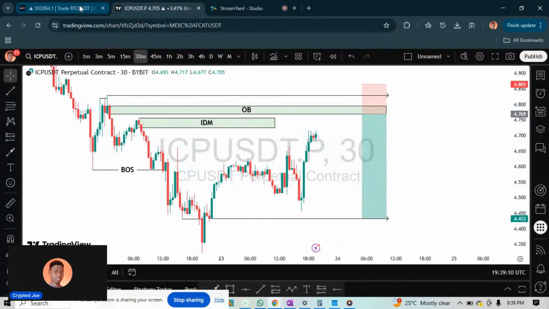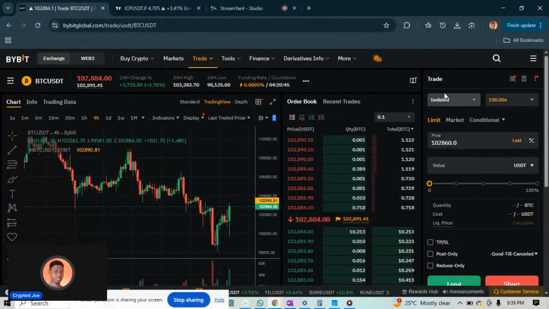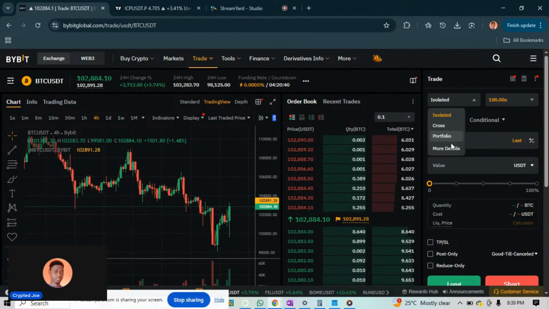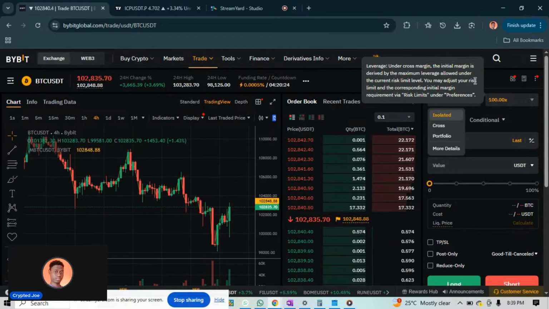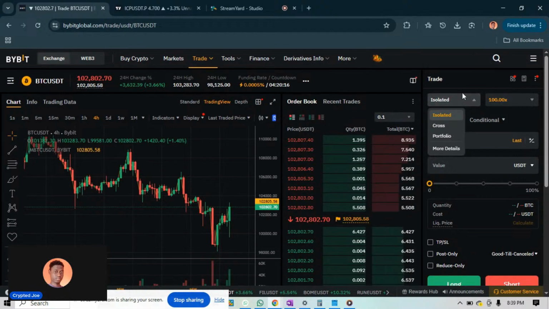So basically, we have isolated, cross, portfolio and other ones, but if you're just starting out, make use of isolated. Yes, you'll be making use of isolated and a very low margin, say 5x leverage, or probably 10x. You understand? So you make use of low leverage, isolated.